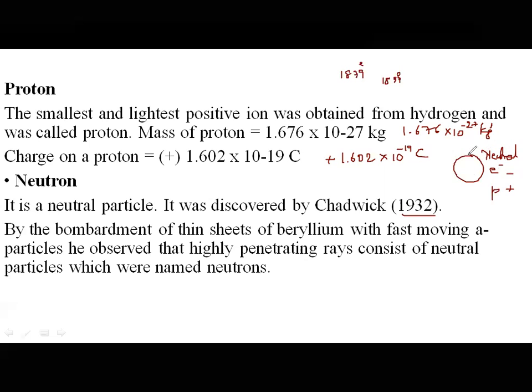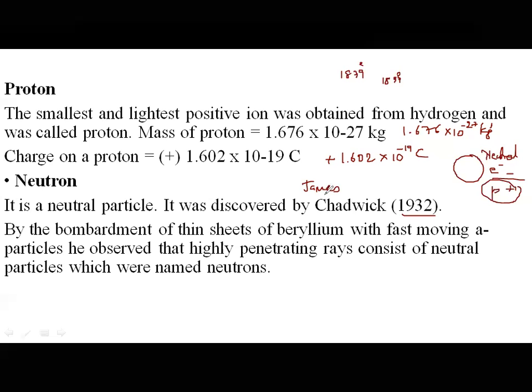But when the mass of the atom came into consideration, electrons are negligible, so the entire mass of an atom should be because of protons. But it was not so. It was a bit more than that. Therefore, that led to the discovery of neutrons. It was discovered by James Chadwick.